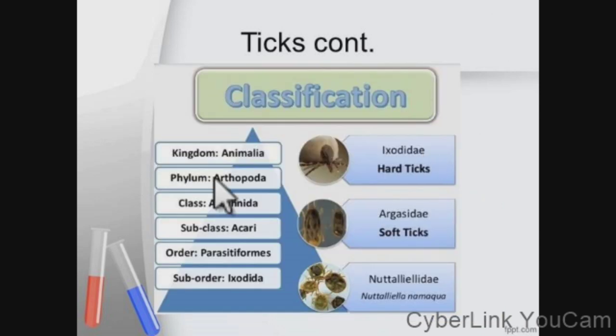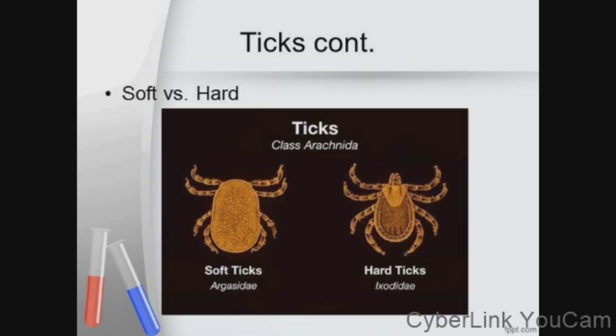This is the hard ticks, soft ticks, and Argasidae. Hard ticks versus soft ticks: hard ticks are distinguished by a dorsal shield, small in females, but covering the entire dorsal surface in males. They are also tapered anteriorly, and the mouth parts are readily visible from the dorsal view.